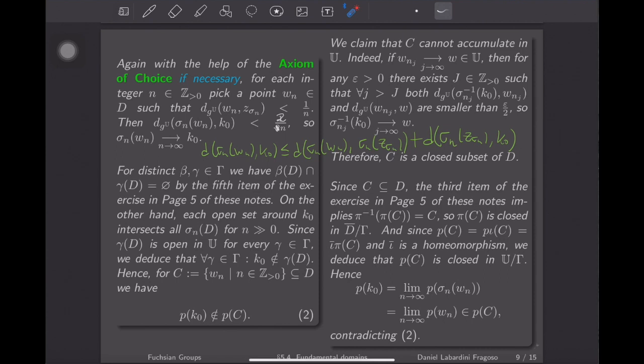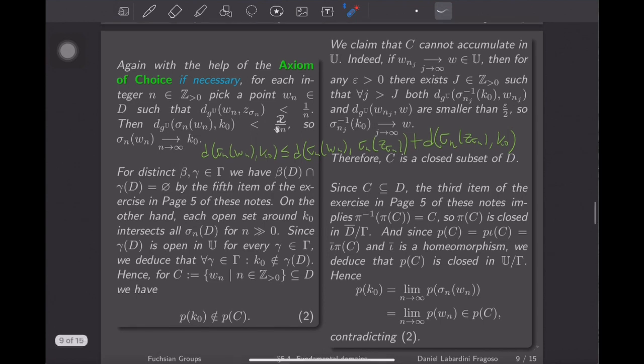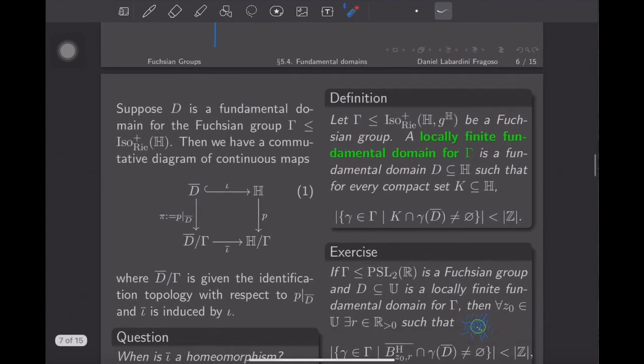And different points in D are never in the same gamma orbit. They are never gamma congruent. So that means that in this, let me go back here. So that means that here the points in D, there's no collapse in going here. In other words, pi inverse of pi of C is C, because there are no collapses, because the points in C belong to D. So they are never in the same gamma orbit.